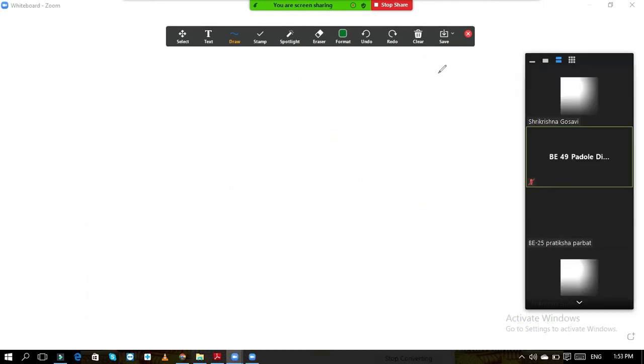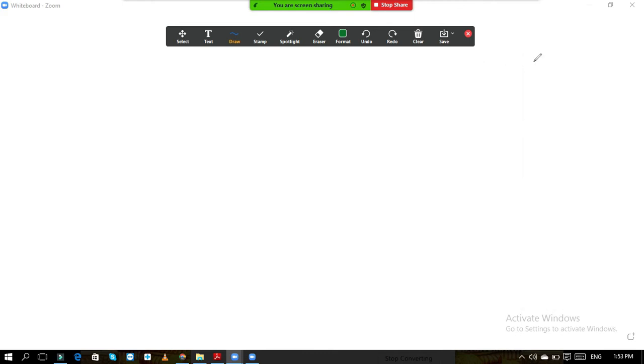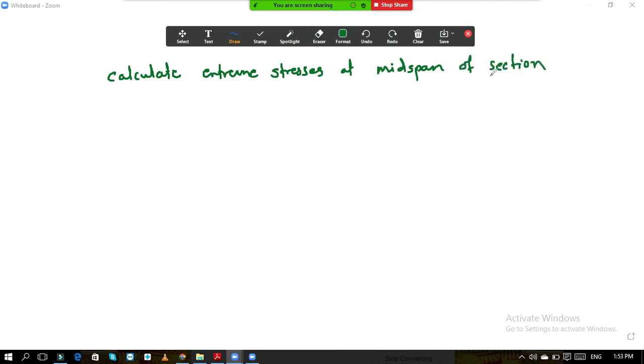But now if you see in that problem carefully, the question was like this: calculate the extreme stresses. Okay, calculate the extreme stresses at midspan. This word was there. If you write down the problem, please check. At midspan of section or midspan of beam section or at midspan section, this type of wording is there. So what I want to highlight over here is this word midspan.